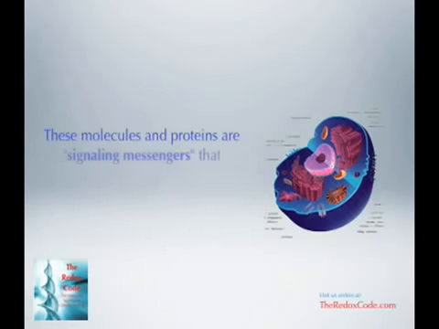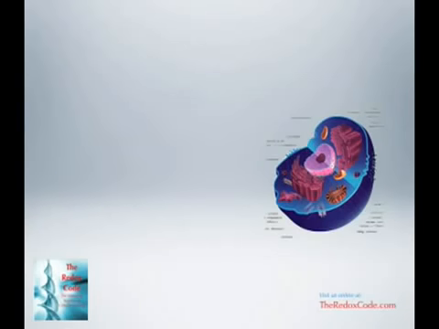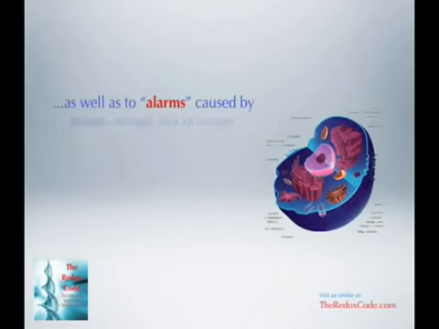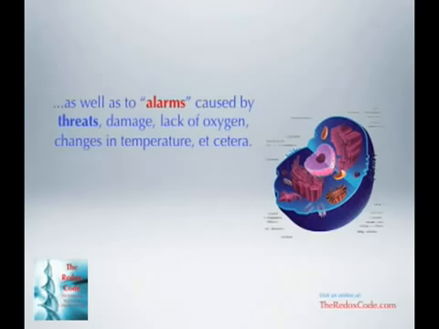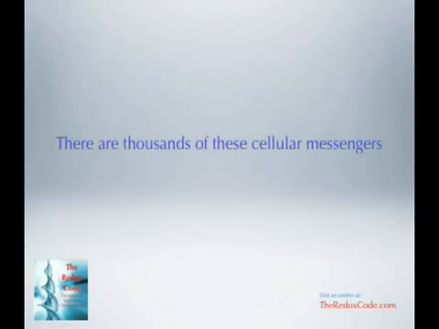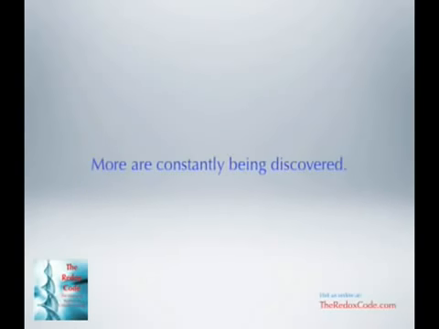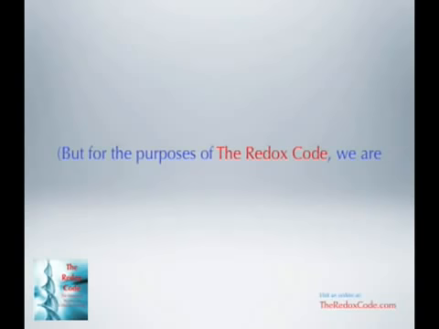These molecules and proteins are signaling messengers that communicate between the machinery in the cell to determine how the cell operates and how it responds to normal changes in the environment, as well as to alarms that are caused by threats, damage, lack of oxygen, changes in temperature, etc. Now there are thousands of these cellular messengers, and those are the ones that we know of, performing critical tasks and functions inside and outside of the cell. More are constantly being discovered. But for purposes of the redox code, we're primarily concerned with just two of them.